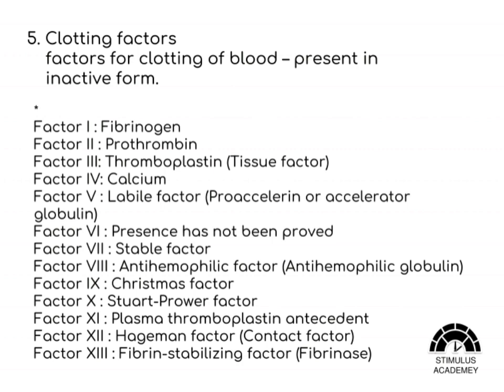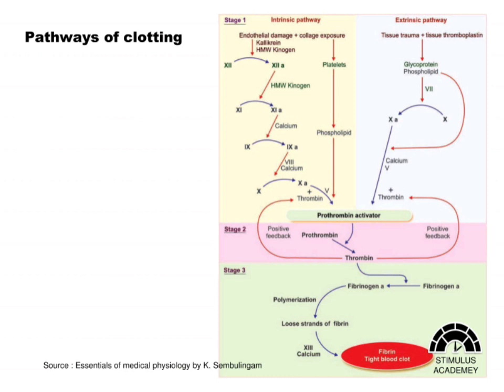Factors for clotting of blood are present in inactive form in plasma. There are 13 clotting factors. For board purposes, these are not to be learned, but for competitive exams, these have to be learned. And factor 4, that is calcium, is of utmost importance. However, we will discuss the pathways of clotting later, in the third part of the chapter.